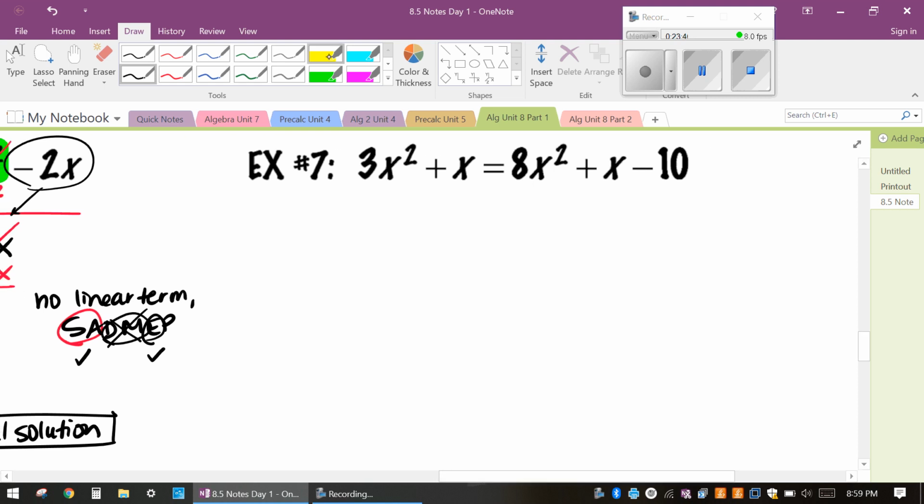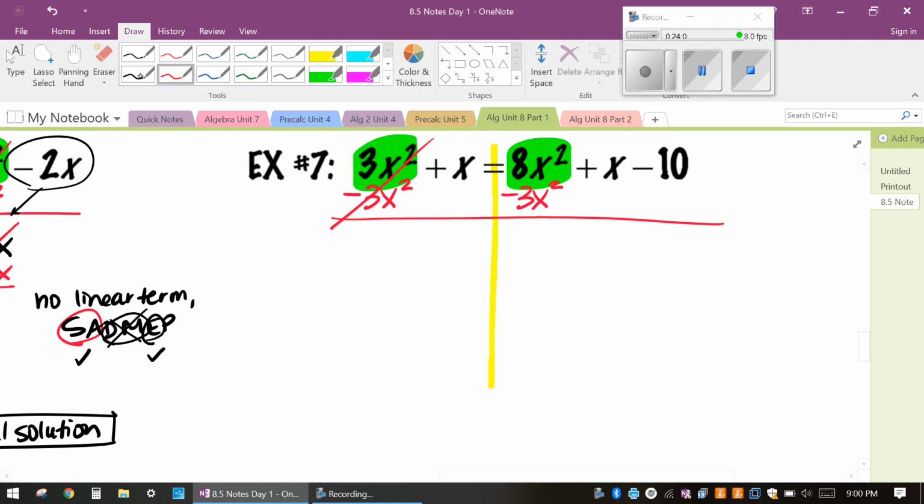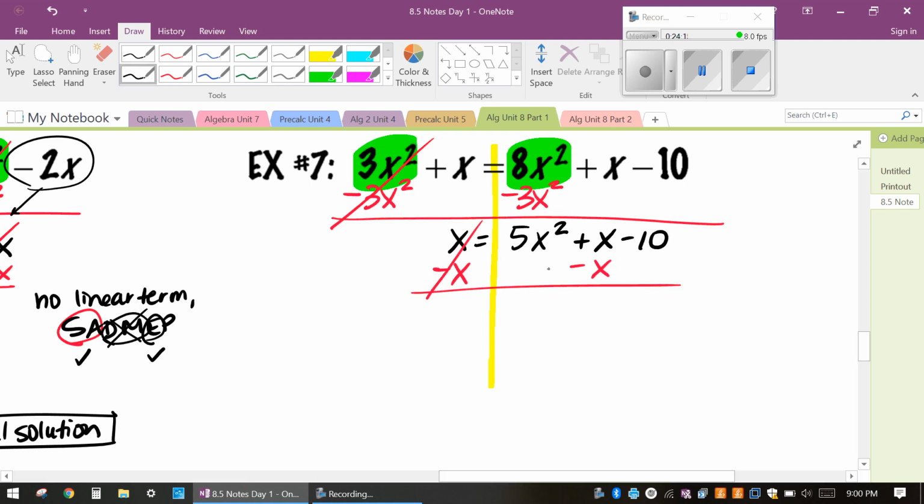Okay. I see there's a linear term in the next example. I see that I have quadratics on both sides. Remember what I said, if you have quadratics on both sides, you're going to cancel the smaller one, the smaller coefficient. 3 is smaller than 8. 8x squared minus 3x squared is 5x squared. One more step to get that 0 that we need, and take a look at what happens again. We have 0 on one side, which is good, but the linear term canceled on both sides. So that means that I can use SADMAP.